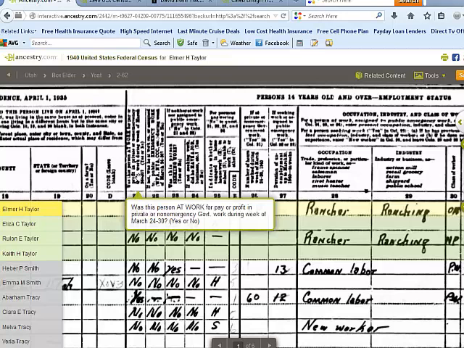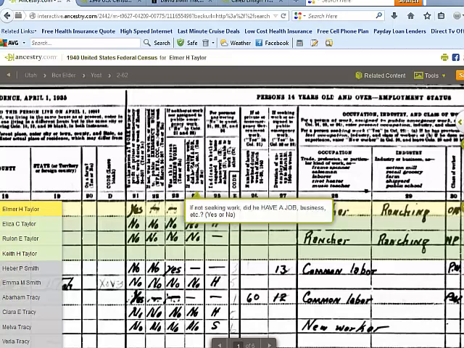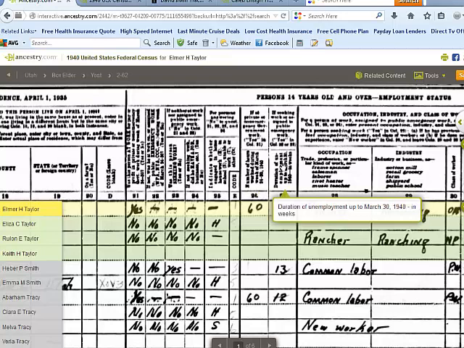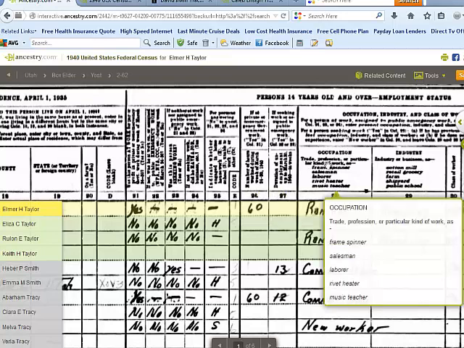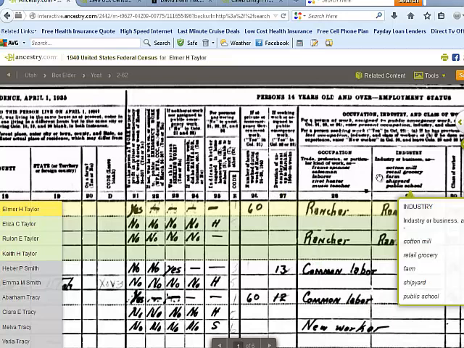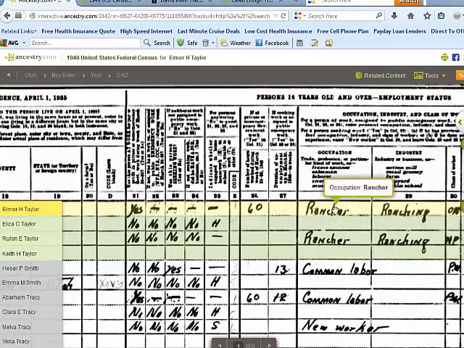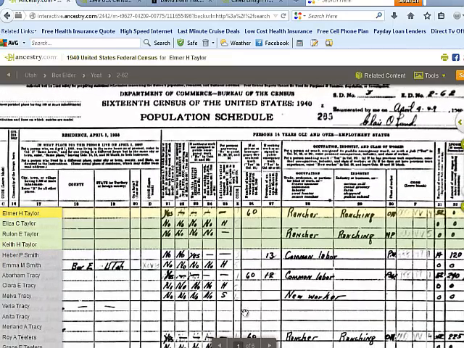Oh, was this person at work for pay or profit in private or non-commercial government item? So you see what it's saying here, and that's what all of this is all about. So number of hours worked, and why do we care? But here's the occupation and the industry, and again, it's the same thing we talked about before. It might say tanner, and it might say sawmill. Okay, but other than that, the rest of the columns just don't really mean much to us.